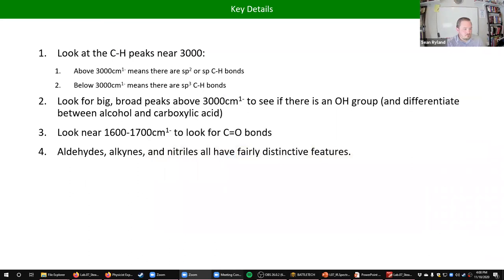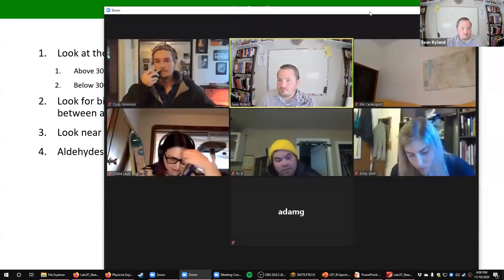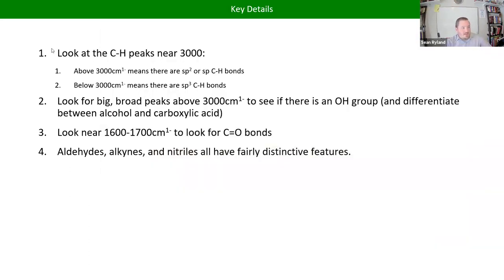Actually, I just stopped my screen share, but I'm going to go back to it in just a second. And again, these are the key details, and I'll post these slides as soon as I get them saved and uploaded. And when we're done here, look for the CH peaks near 3000.